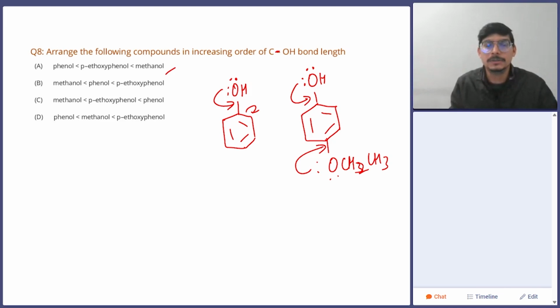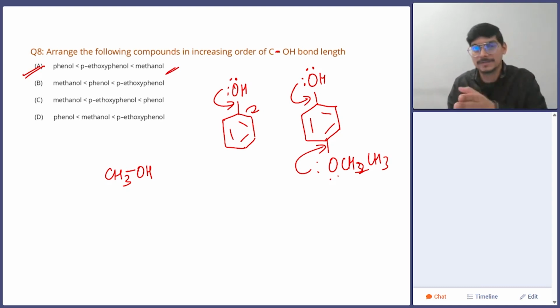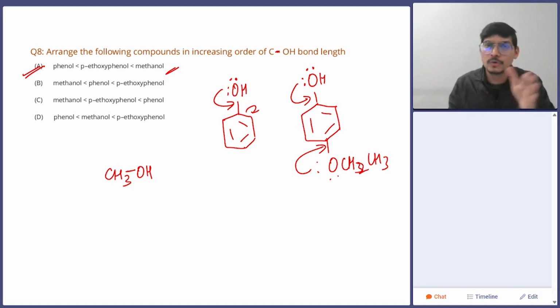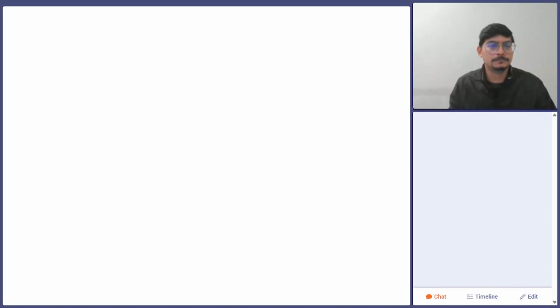Longer bond length. Methanol, there is no such delocalization, right? So the carbon-oxygen is a pure single bond, right? So the correct answer to this is option A. Methanol, closest to single bond. Para-ethoxyphenol, somewhere between single and double bond, but more towards the single bond. And phenol, it's a little more towards the partial double bond character.